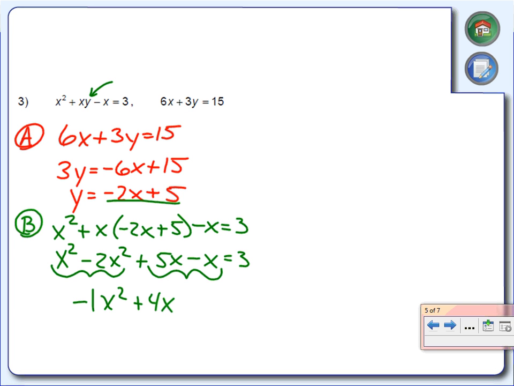And since this is a quadratic, I want it equal to 0. So what I'm going to do is move my 3 to the left side of the equation. We're going to do that with subtraction. So now what I end up with is negative 1x squared plus 4x minus 3 equals 0. Now I've got my quadratic in standard form. Now I need to know what are the solutions to this quadratic.